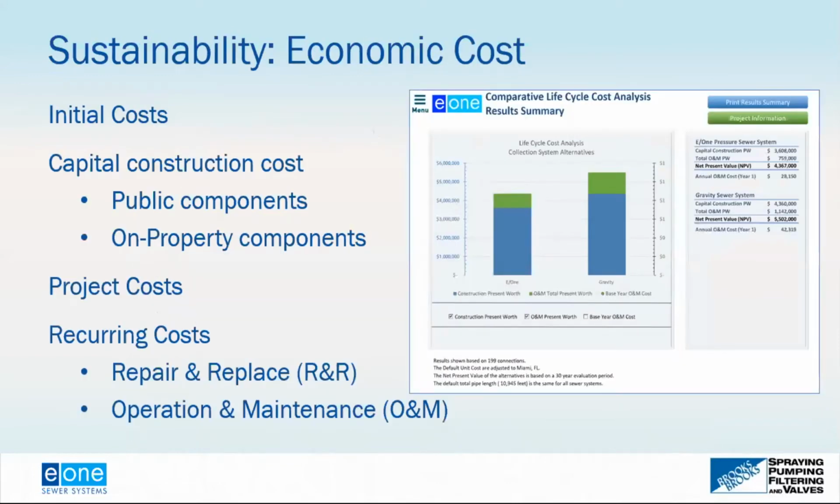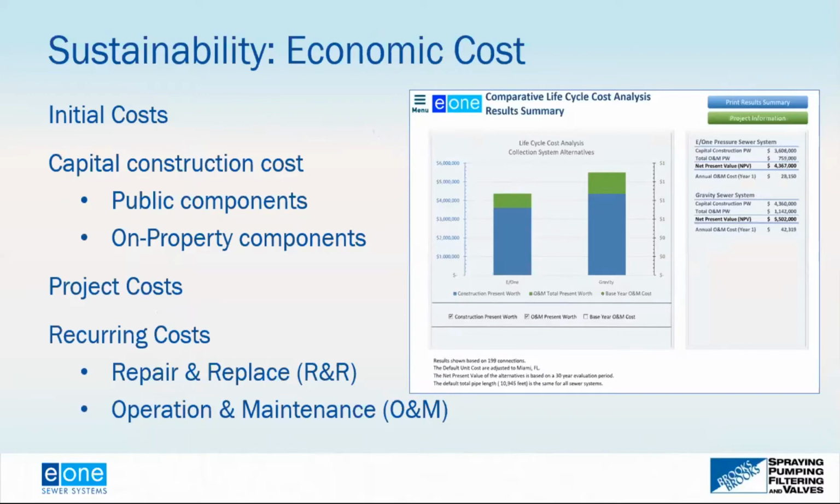So in that part of the sustainability, the triple bottom line, you want to make sure you capture all the costs. So you want to look at the initial capital construction cost. That's the capital construction cost for the public components, the stuff that is in the public right of way, as well as the on-property components.